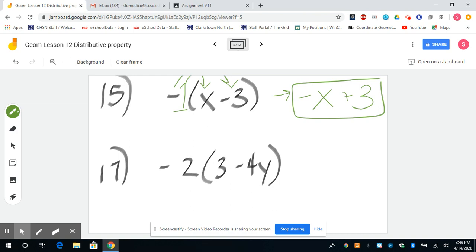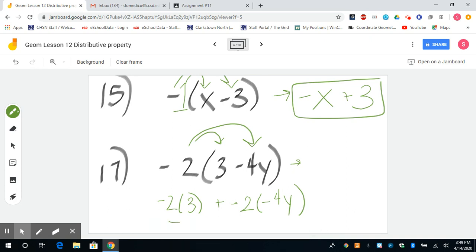With this one now, it's a -2. It's not just a -1. So we're going to do the same thing. So -2 times 3, and then plus -2 times -4y. So we get -6 here, and then plus 8y, right? The numbers go with the numbers, letters go with the letters.